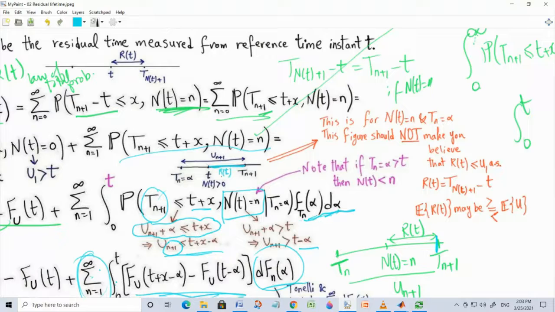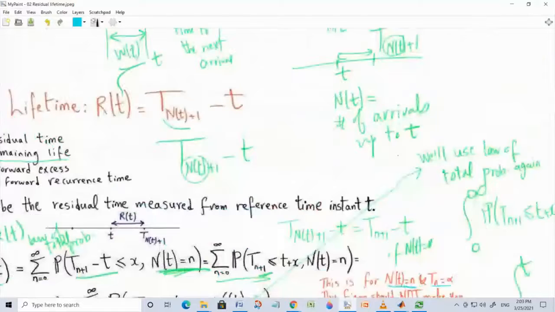So when I say that in the Poisson process, basically that R(t) has the exact same distribution as U, it looks awkward. Well, it looks awkward because this picture is one in which N(t) is equal to n, and T_n is equal to alpha. But R(t) is a complicated quantity. It is T_{N(t)+1} minus t, and you should investigate all the possibilities for big N(t).